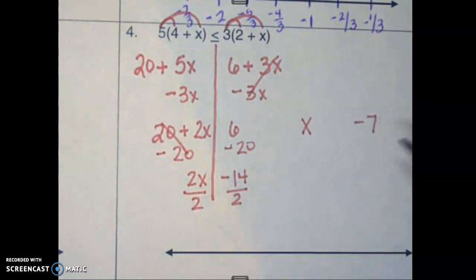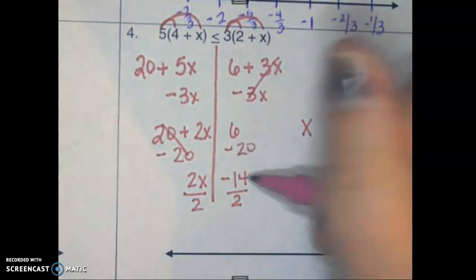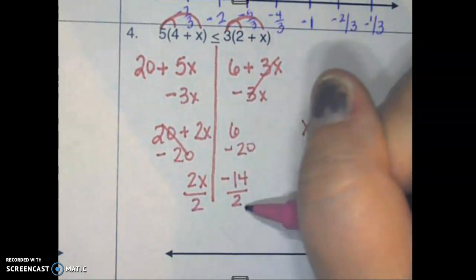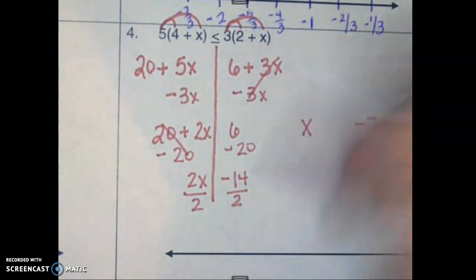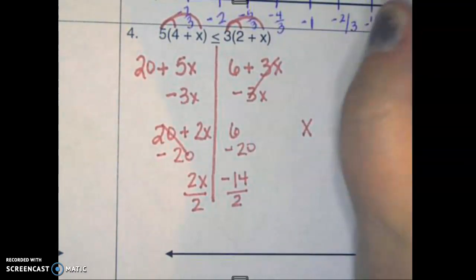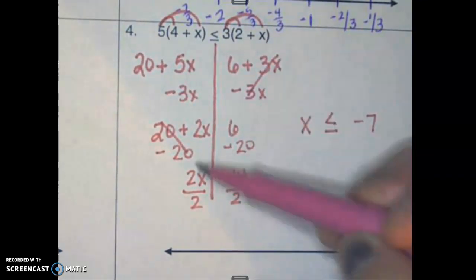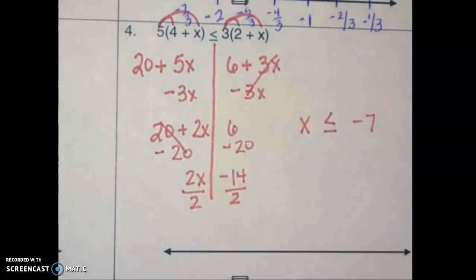Did I multiply or divide by a negative? Well, here's a negative, but did I divide by that negative? No, I divided by 2, and that 2 is positive, so it will stay the same. I think one time someone pointed out it's whenever there's a negative with my variable.